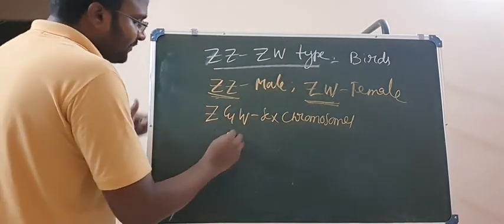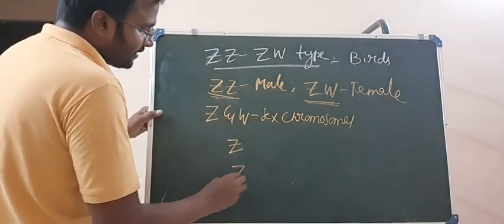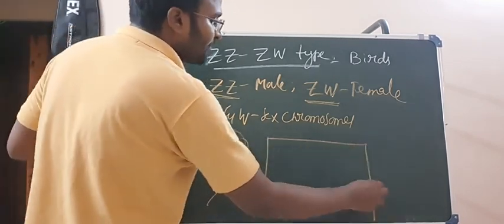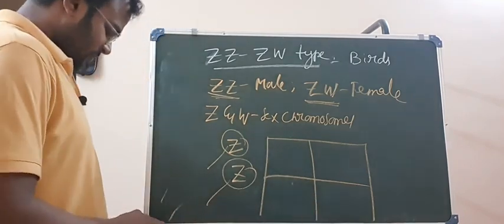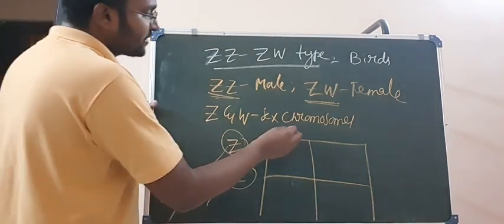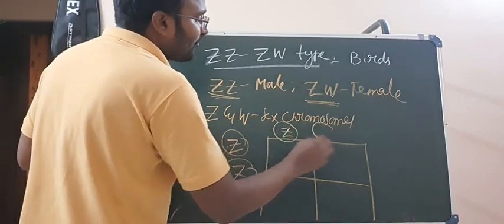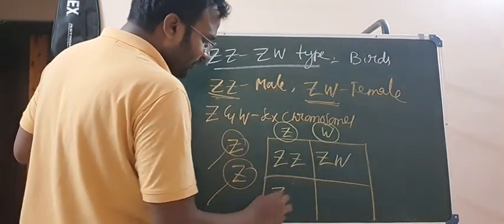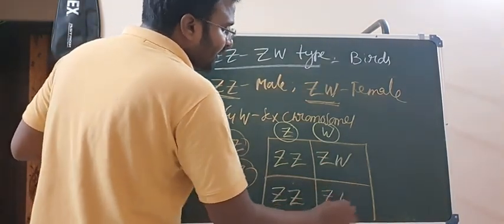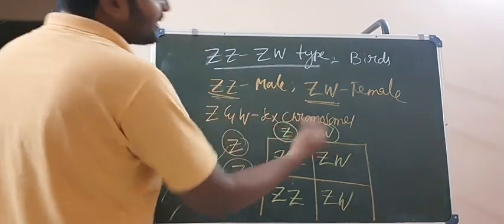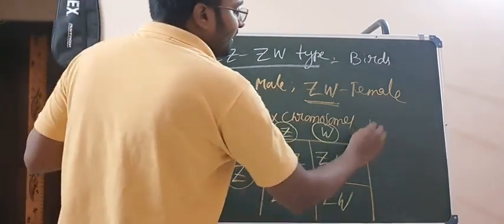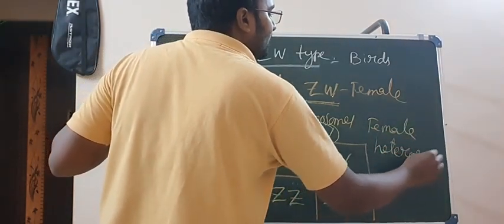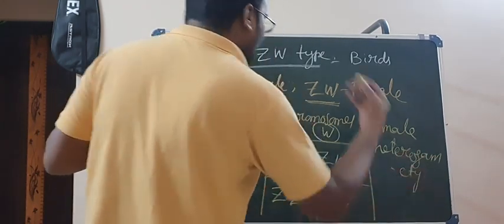Now if you take this ZZ, the male can form only one type of sperm cells, but here the female can form two types of egg cells. So here the female is the one which is going to decide the gender. There are two types of egg cells formed by the female, so we call it female heterogamety. Let me explain in detail.